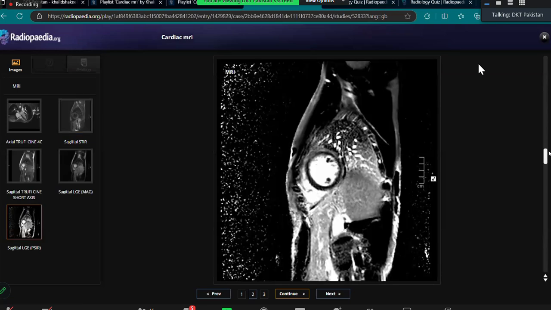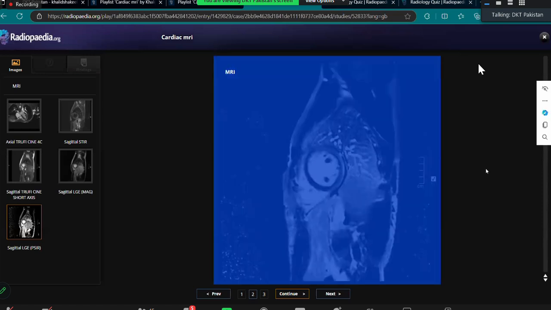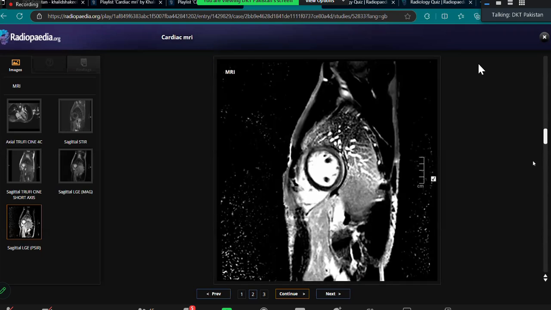Here, in the late gadolinium sequence, you can see mid-wall and subepicardial enhancement going to the pericardium as well. So this is a myopericarditis. Considering the clinical setting, this is a myopericarditis.